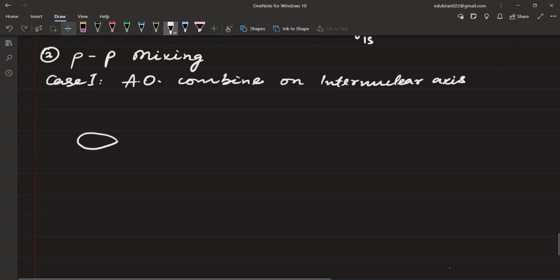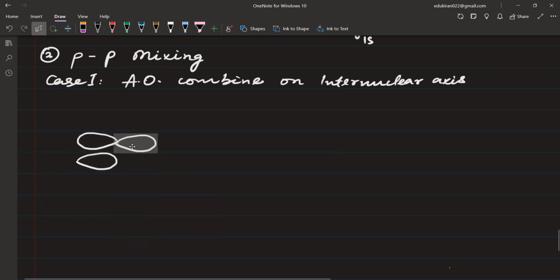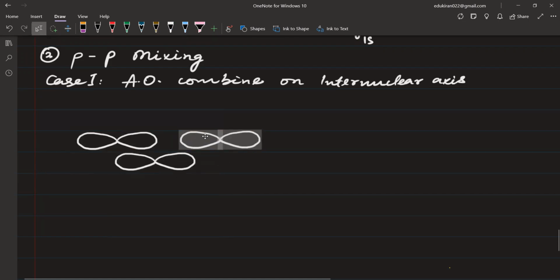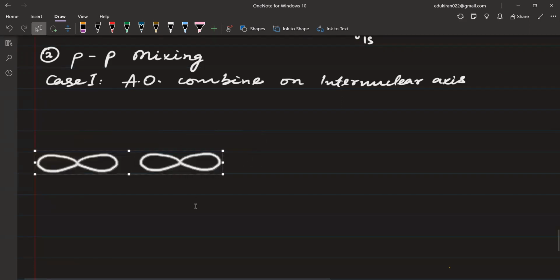Let's have one p orbital like this. Now I will copy and paste this and rotate it horizontally. This is a p orbital. This is another p orbital. Both of these are going to mix. Now, addition means they are mixing in the same phase.